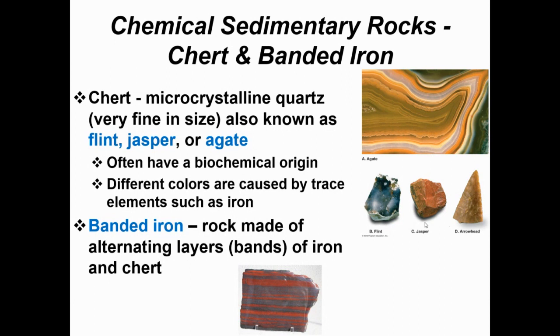So you also have banded iron, which is this bottom colored rock. You notice that it's layered. Okay, so layered means banded, or banded means layered rather. And you just see alternating layers of chert and iron. That's all it is, alternating layers.